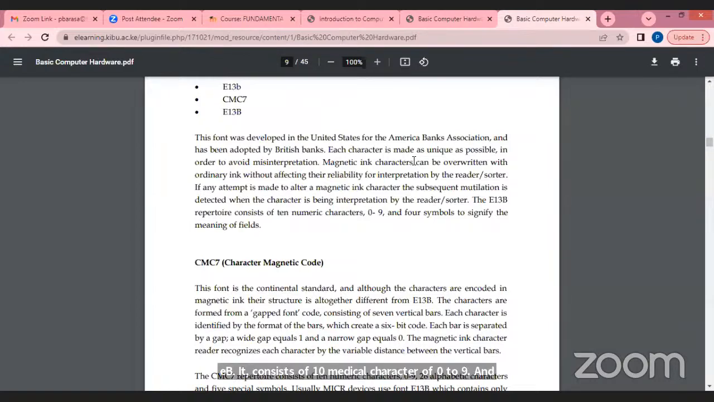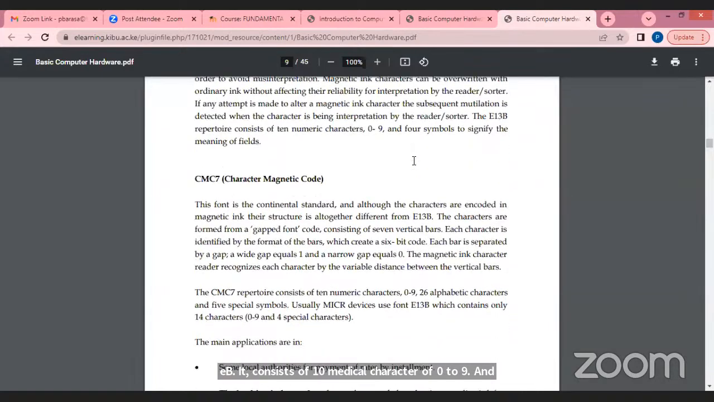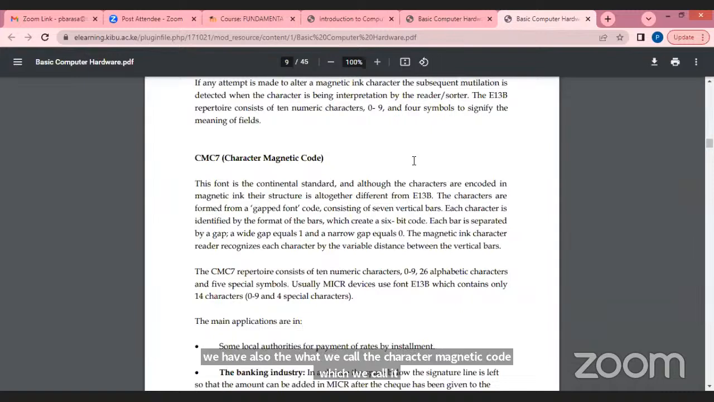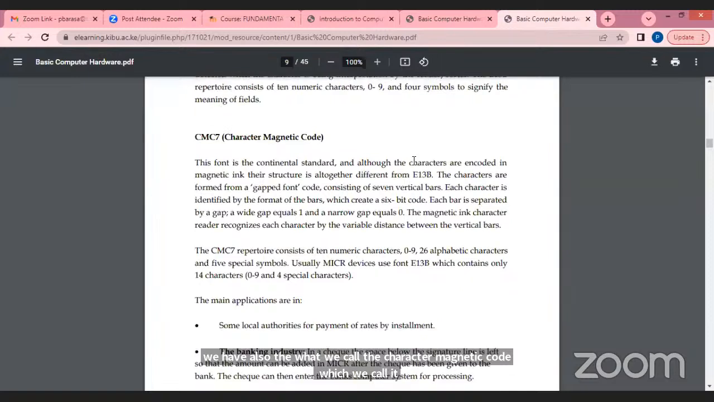and 4 symbols to signify the meaning of the fields. So we also have what we call the character magnetic code, which we call CMC7. This font is the conventional standard, and although the characters are encoded in magnetic ink, their structure is altogether different from the E13B. The characters are formed from a gapped font code consisting of several vertical bars. Each character is identified by the format of the bars, which create a 6-bit code.